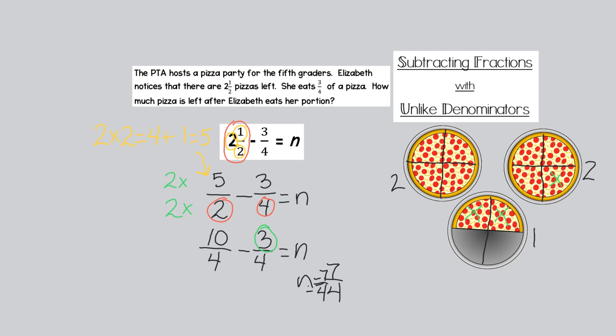So to convert it back to a mixed number, you need to ask yourself, how many whole pizzas do I have? Well, I have one whole pizza. 4/4 is the same as 1 whole. So subtract the 4/4 from the 7/4. That gets us 3/4. We have 1 whole pizza and 3/4. N equals 1 3/4 pizza. That's how much we had left after Elizabeth ate her portion.